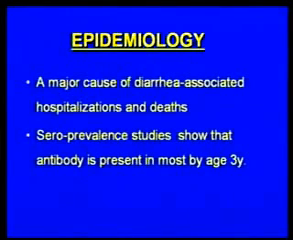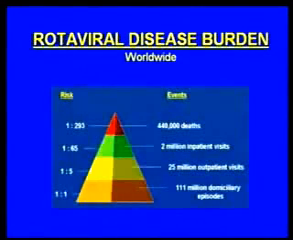The disease burden of rotavirus is tremendous. Billions of people are affected over the world. It is really probably the most important viral cause of gastroenteritis in terms of disease burden. Most studies show that people have had rotaviral infection as young as 3 years of age. So it's pretty universal. And here is a picture for the worldwide disease burden.